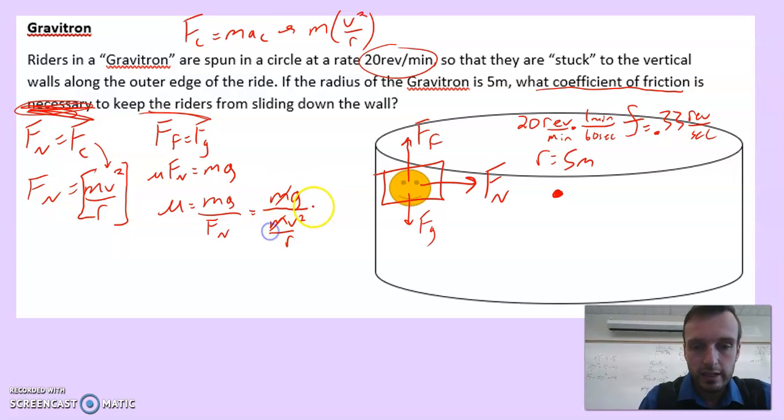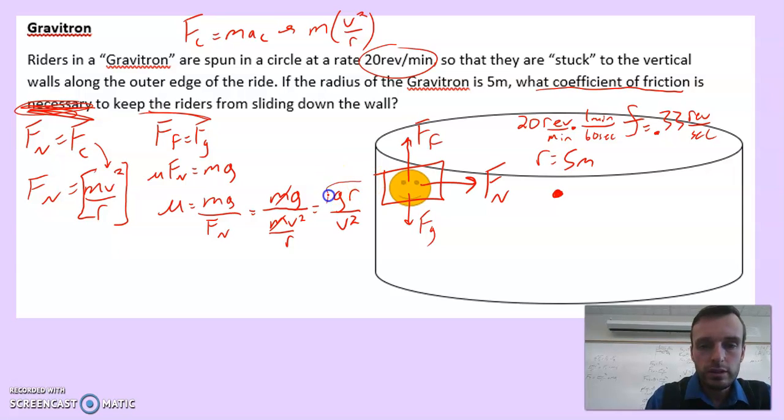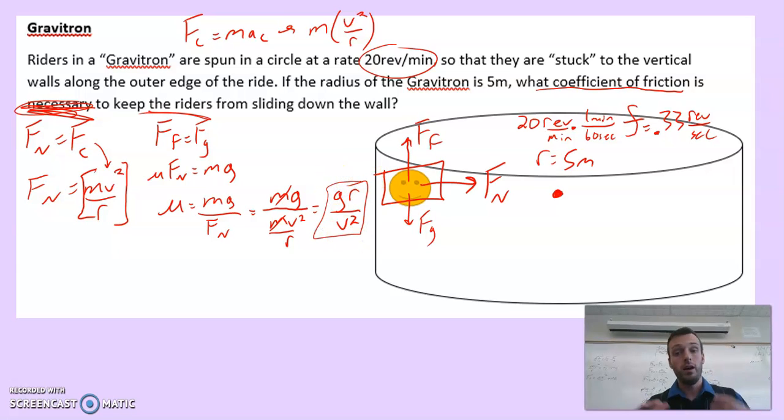Now, of course, the masses cancel, and this cleans up pretty nicely. We have gr over v squared. The r comes up because it's divided by r, so that goes up to the top. And mu is going to be equal to gr over v squared. But you say, Mr. Simkins, I know g and r, but I don't know the v. I don't know the tangential velocity. Well, let's talk about that.